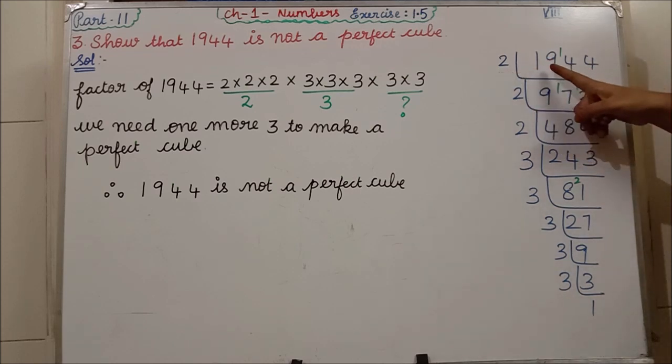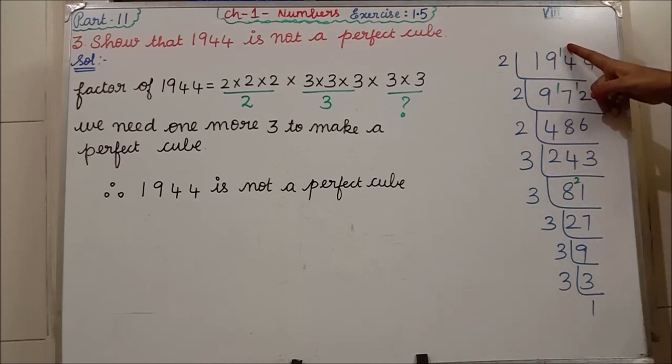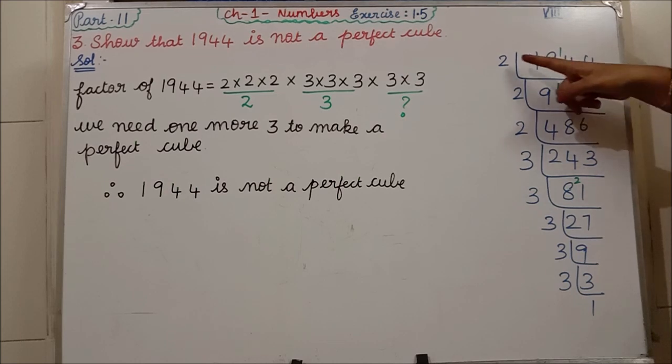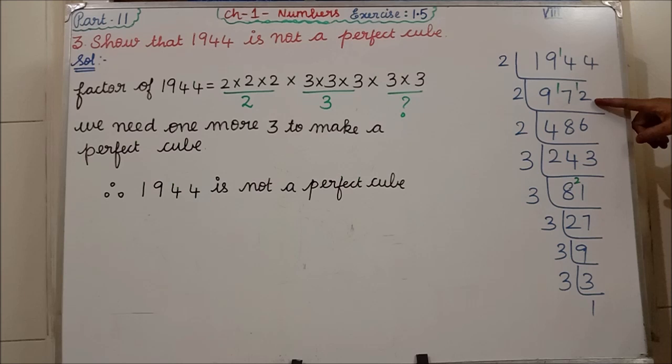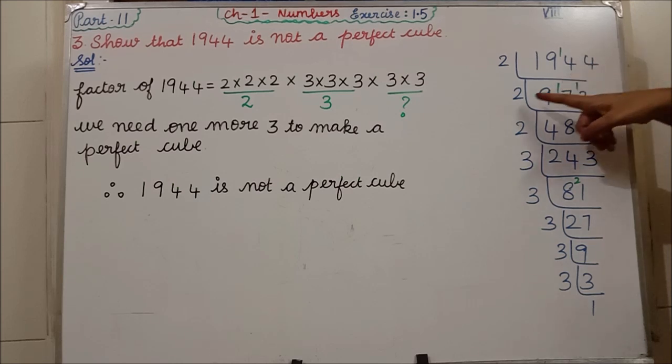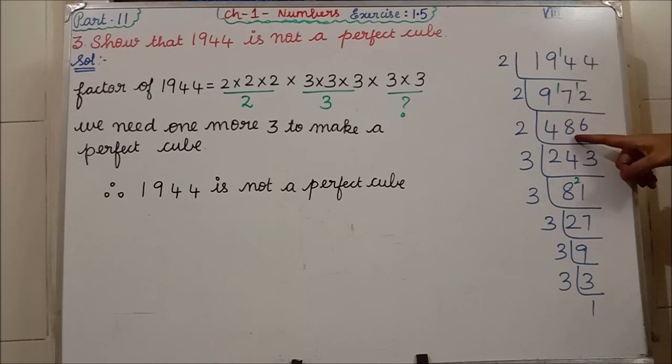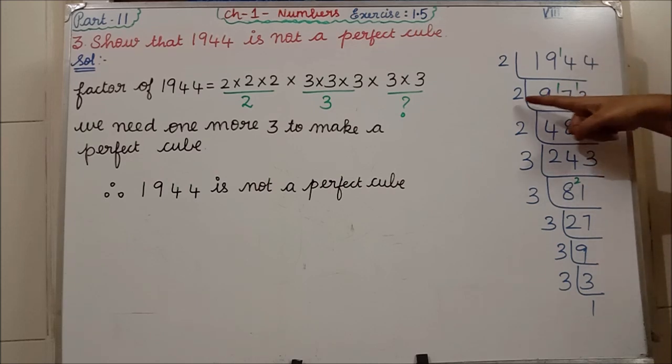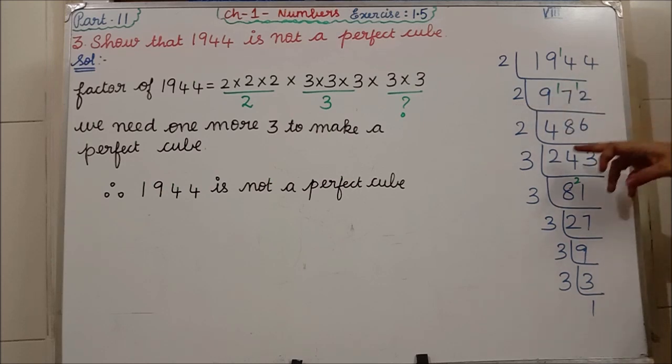9 2s are 18, one more extra. So 1 and 14 we are having. 7 2s are 14. 2 2s are 4. Again it is ending with an even number, so we will go for 2. 4 2s are 8, 1 extra. So 8 2s are 16, again 1 extra, 12, 6 2s are 12. Then 2 2s are 4, 4 2s are 8, 3 2s are 6.